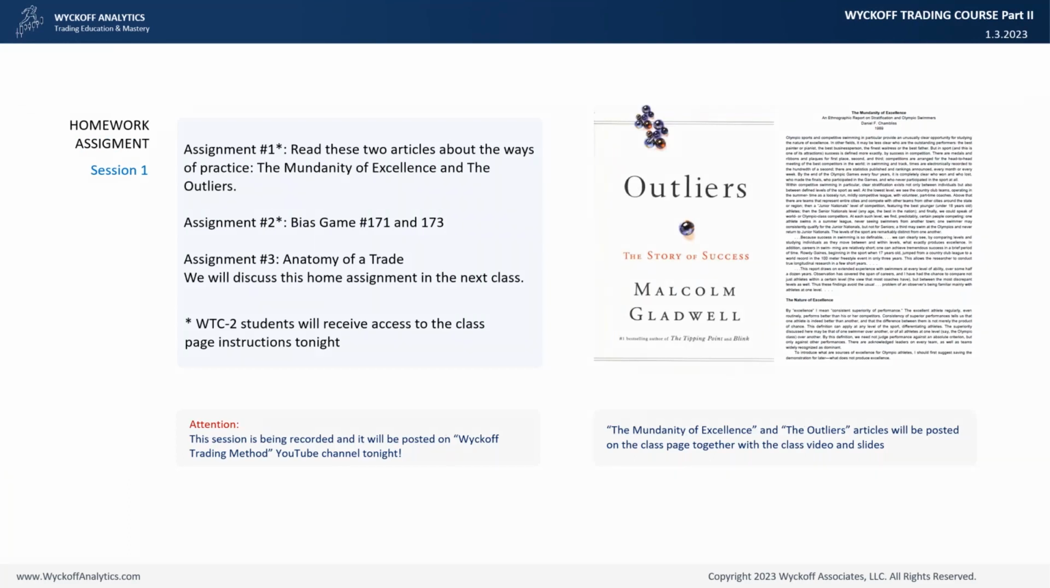Here's your homework. So 2 articles. The first one is not actually an article, but a chapter from the Malcolm Gladwell Outliers book, and it's called 10,000 Hours. So we're going to be talking about the quantification of our practice. How much time is required for us to practice? How much time is required for us to trade? And so on and so forth. And then, Mundanity of Excellence.